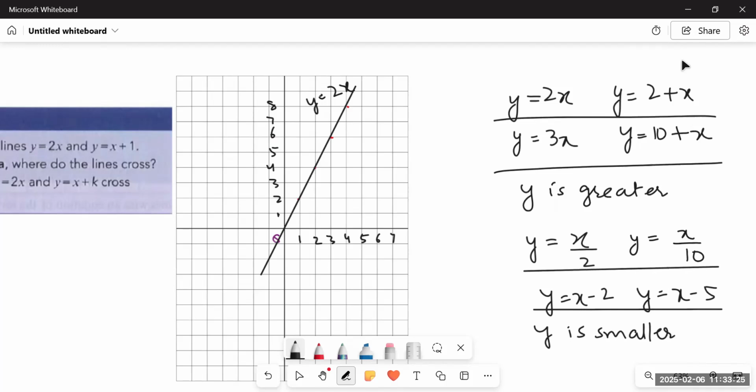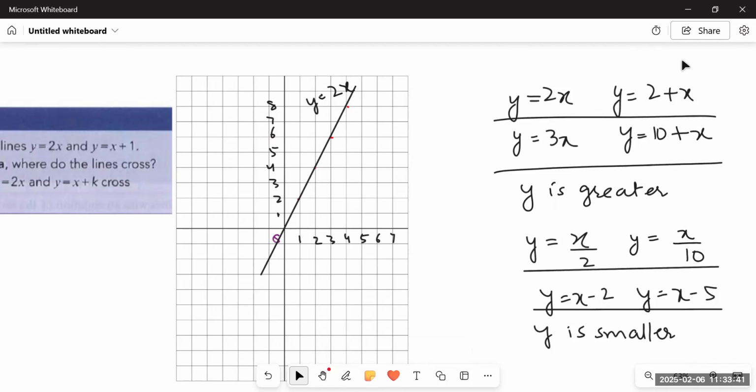And when we divide a number by any other number, the number gets smaller. So the value of y would be smaller. These are the types of relationships that you have to learn. So if y is equal to 2x, it means the value of y would always be greater than the value of x.